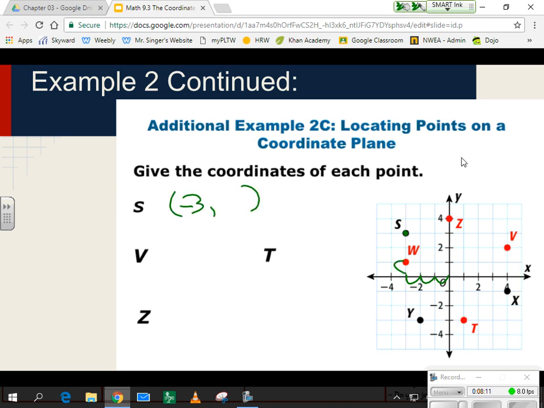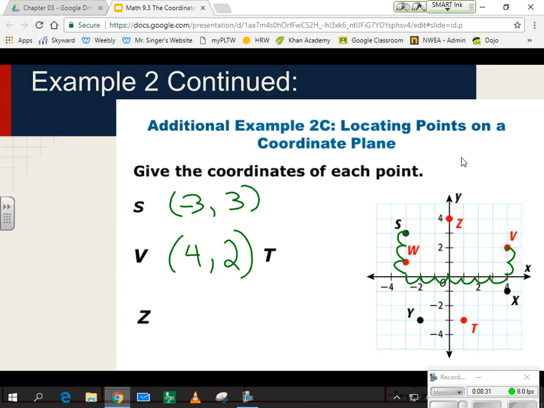And then we're going up this time, 1, 2, 3. So that's the ordered pair there. For V, we're looking over here, so we got to go 1, 2, 3, 4. So our X is 4. And our Y also goes up, so it's another positive 2.